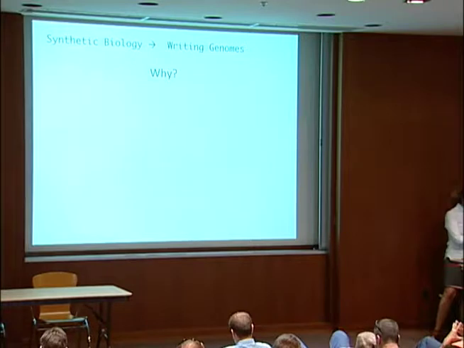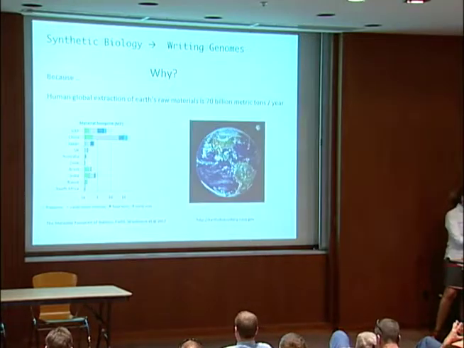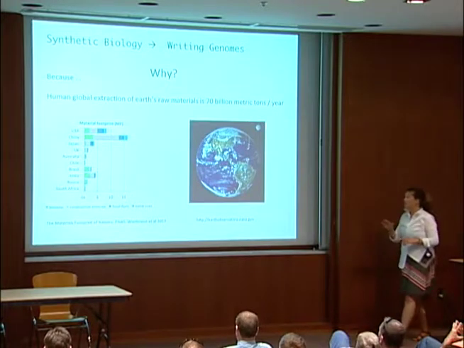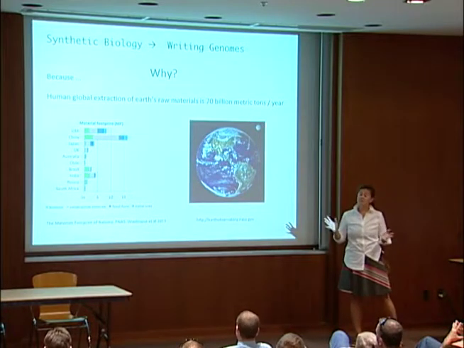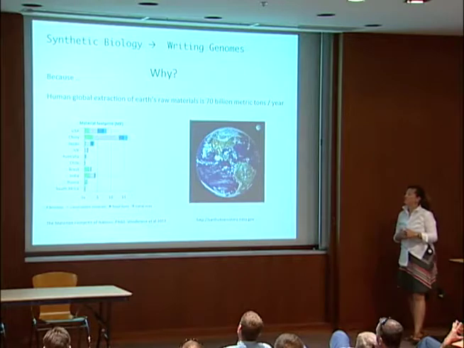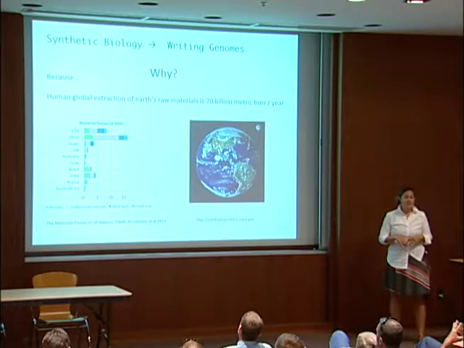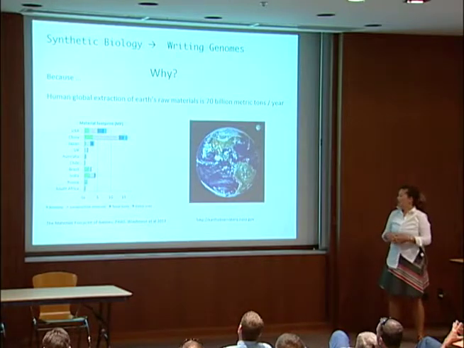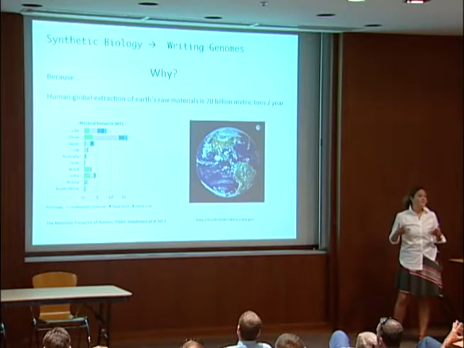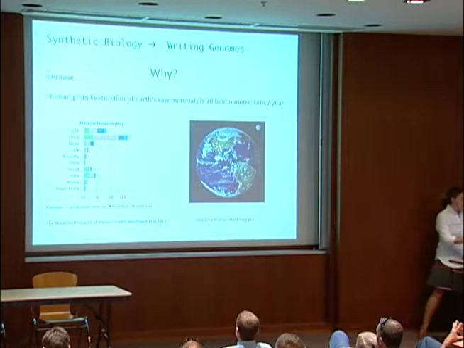Why? Why do we do this? Why do we do synthetic biology? Synthetic biology has potential to affect a lot of different areas. One example is that human global extraction of Earth's raw materials is about 70 billion metric tons a year, the majority of which are things like minerals, fossil fuels, and ores, right?